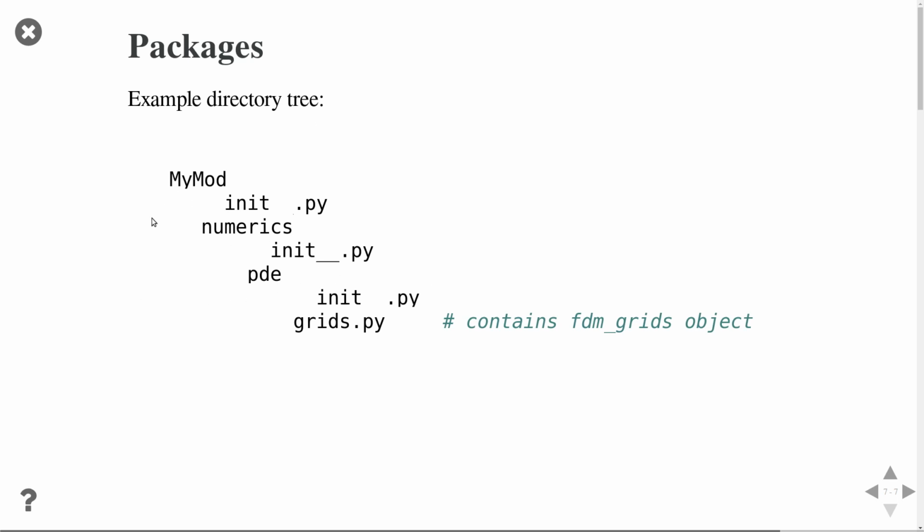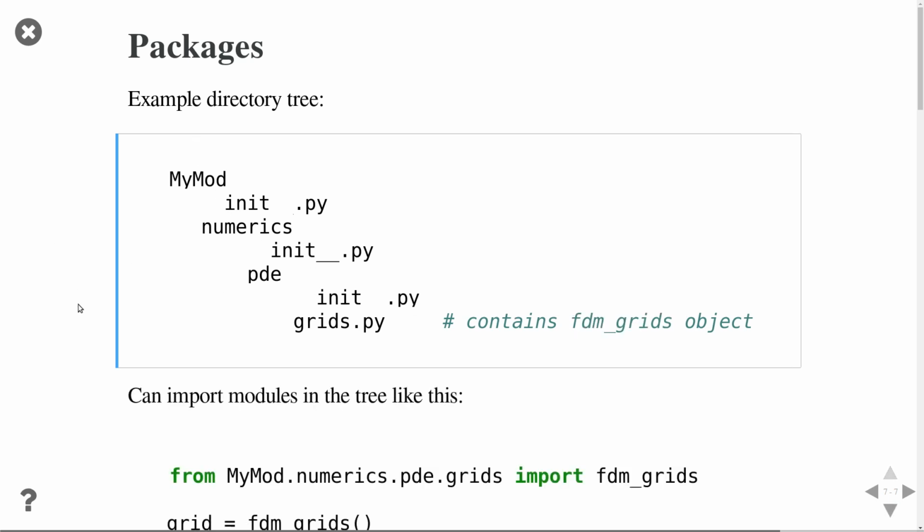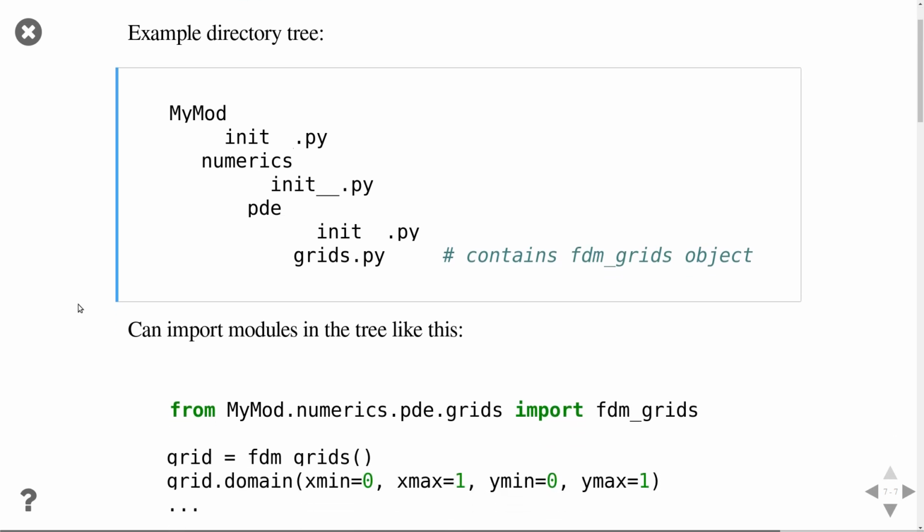So this is now called a package. Now how do you access this FDM grids function that lives in this quite complicated package? Well, essentially, using exactly the same syntax, you're just following down the directory tree now.